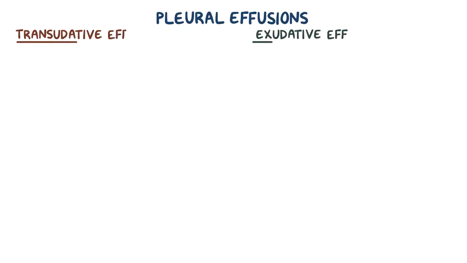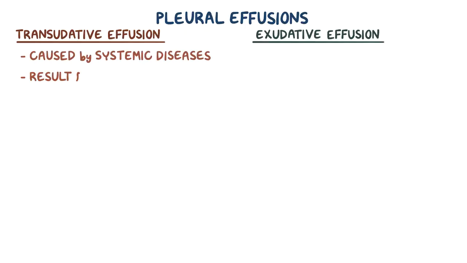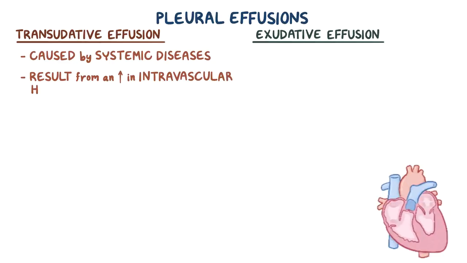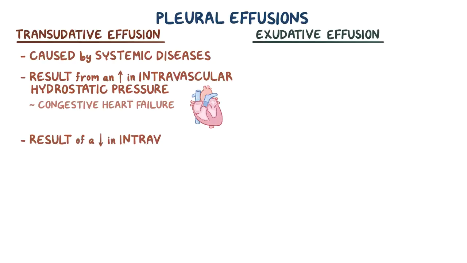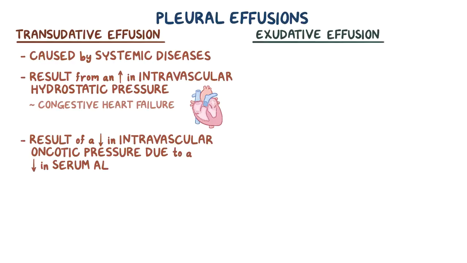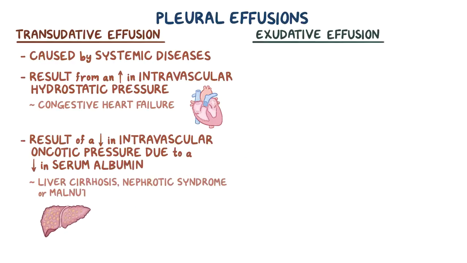Now, pleural effusions can be broadly classified into transudative and exudative effusions. Transudative effusions are often caused by systemic diseases and result from either an increase in the intravascular hydrostatic pressure, such as in congestive heart failure, or as a result of a decrease in the intravascular oncotic pressure due to a decrease in serum albumin, like in liver cirrhosis, nephrotic syndrome, or malnutrition.